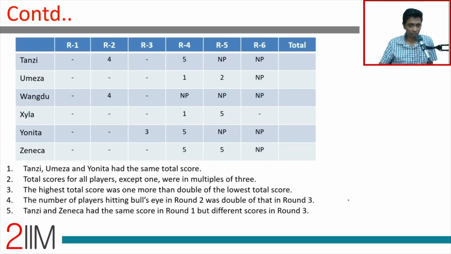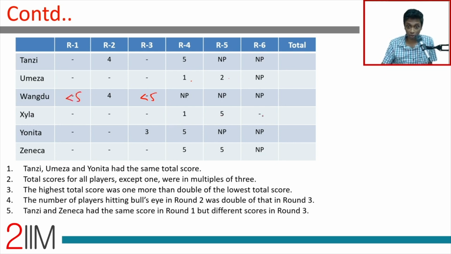So everybody played the first 3. Tanzi played 4 rounds, not 5 and 6. And she scored 1 bullseye in the first 3 rounds. Umeza scored 2 bullseyes in the first 3 rounds because she played 2. Wangdu has no bullseye, so this is less than 5. This is less than 5.